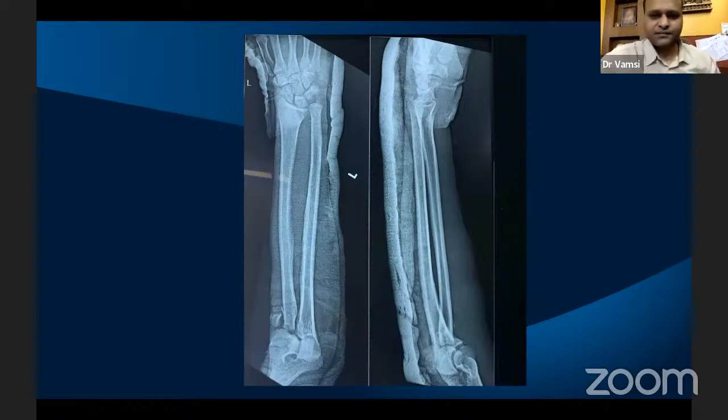Of course, it's a segmental injury. What would be the order of fixation? How do you start fixing these injuries?